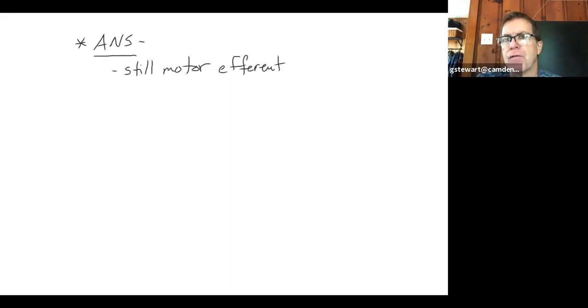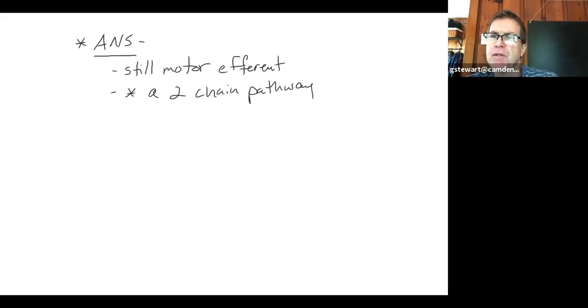So the autonomic nervous system is a two-chain pathway that's different from the somatic motor efferent division. The somatic, which goes to skeletal muscles, is just a single chain, a one neuron pathway, all the way from the central nervous system, axon really long, goes right to the skeletal muscle and innervates it. In the autonomic nervous system, it's always a two-chain pathway.